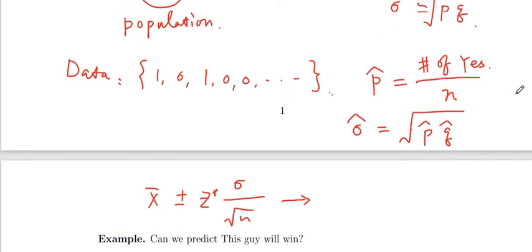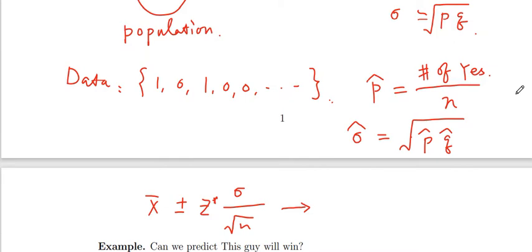Data is like 1-0 data: 1-0, 1-0. So the average, adding them up and dividing by n, is just the number of ones over n, which is just p hat, right? So we say here x bar is p hat.